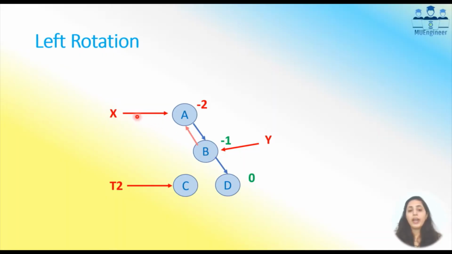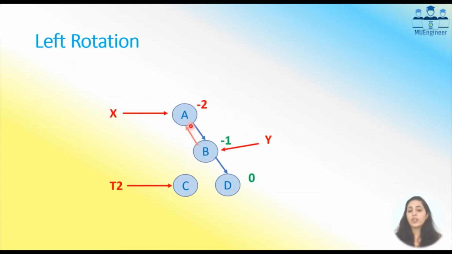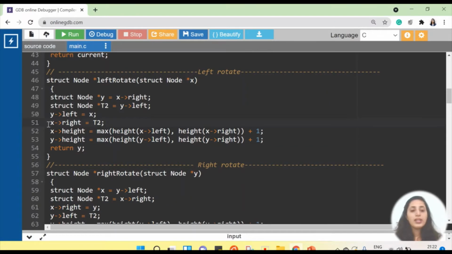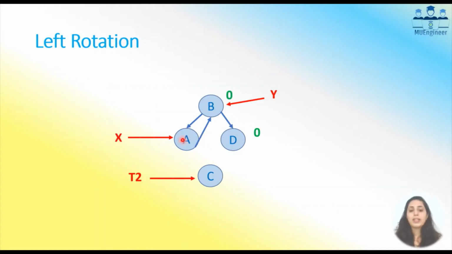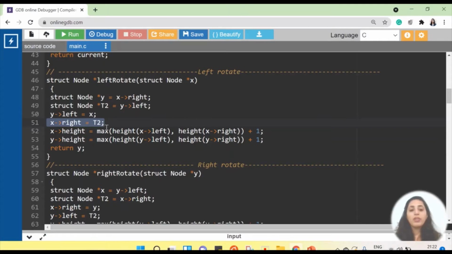So who is on the right of X? On the right of A, who is there? B. But now who should come on the right of A? C. So when B's left is pointing to A, A is coming down as the left child of B, and A was still pointing to B. So now what I did is X right is equal to T2. So on the right of X, meaning on the right of A, T2, meaning C, will come. And with this I got my tree balanced. Now you can see the balance factors are all in the acceptable range, that is -1, 0 or 1. So now my tree is balanced properly. This is the way we are doing it.